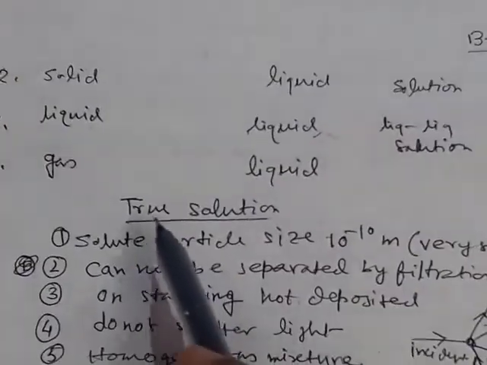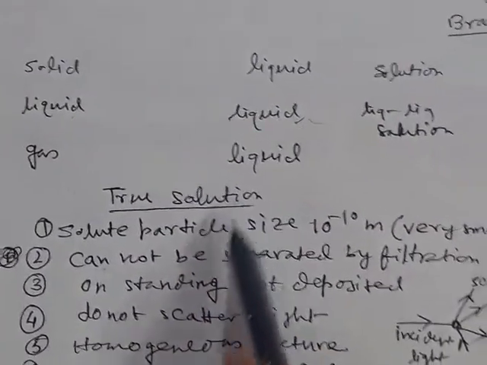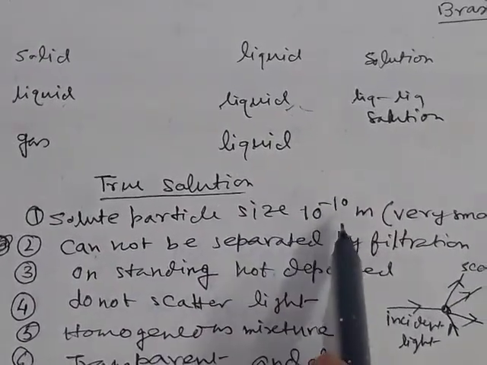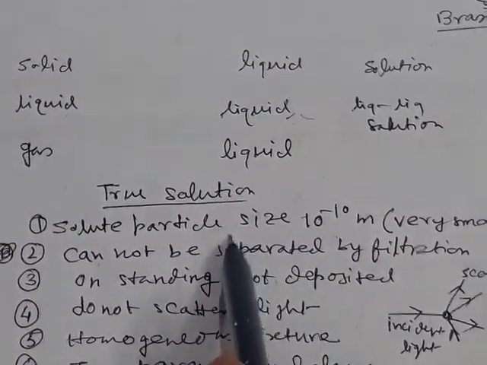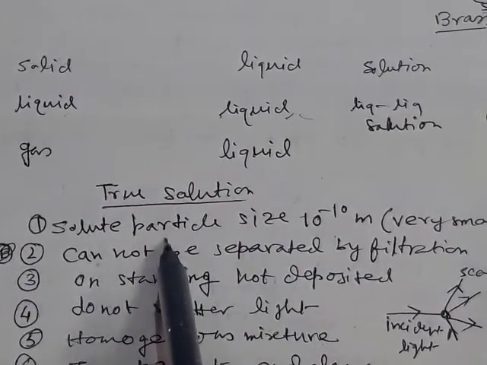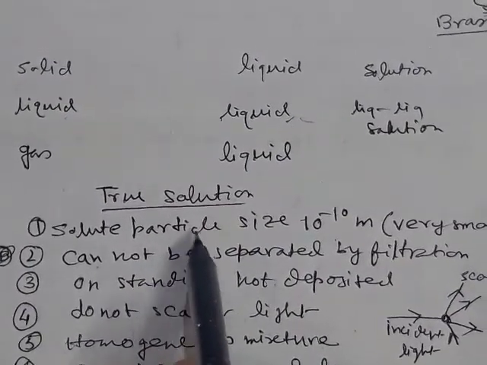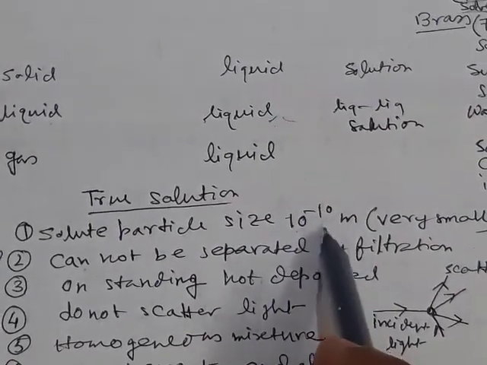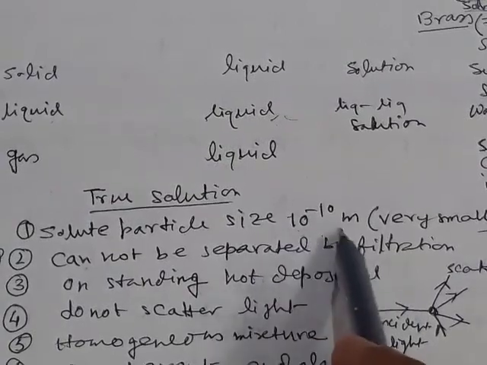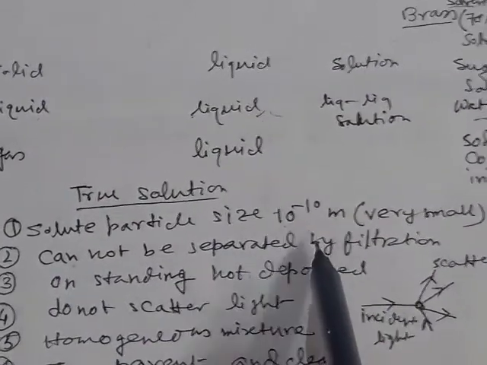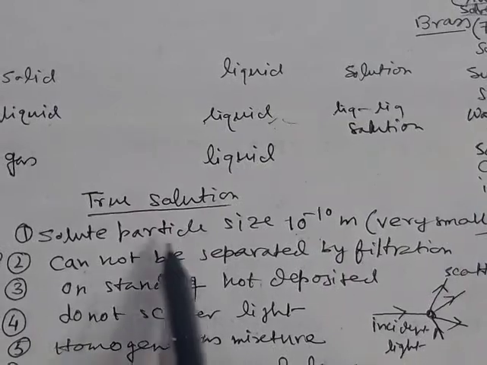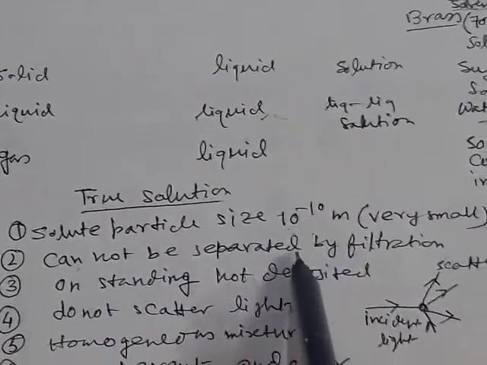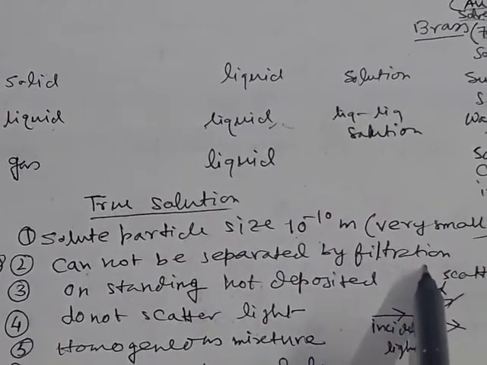Now the properties of a true solution. Number 1: solute particle size is very small. In a true solution, the solute which remains dissolved in the solution is of very small size, 10 to the power minus 10 meter. Number 2: cannot be separated by filtration. As the size of the particles is very small, the dissolved particles cannot be separated by filtration.